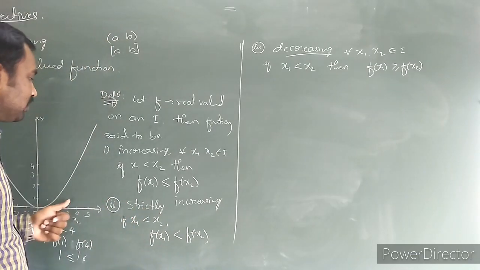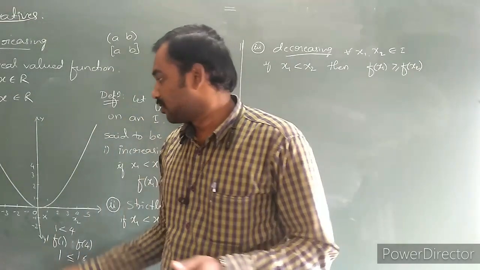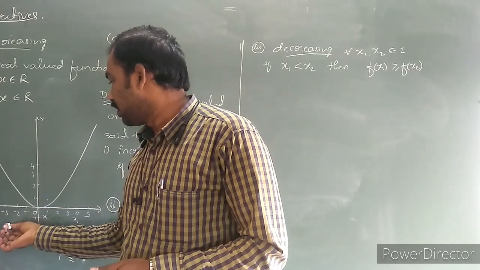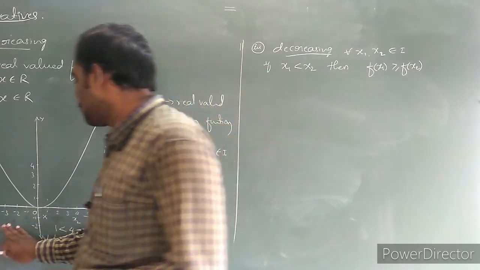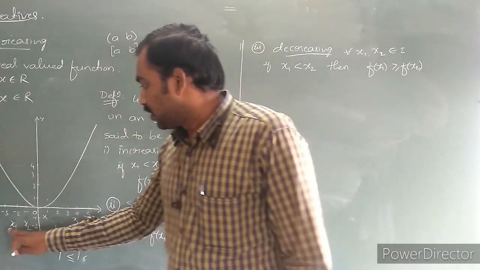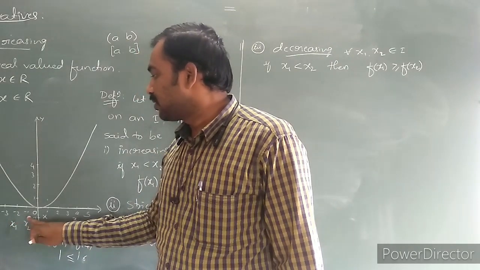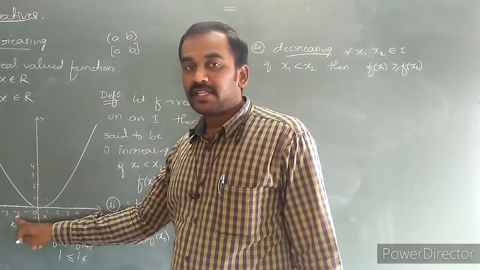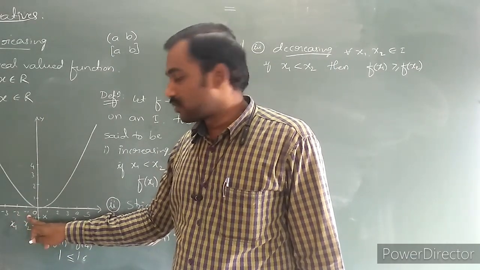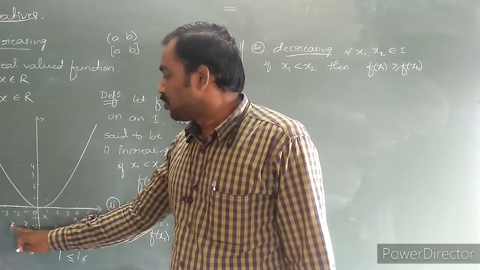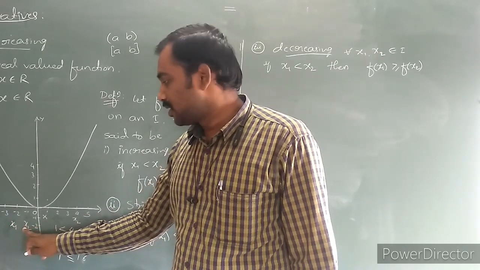Come to the graph. You can observe in the graph that x1 value is -2, x2 value is -1. So -2, -1, which one is the greater value? x2 is the greater value. -1 is greater than -2. Now the f of x1 less than x2 condition is over.